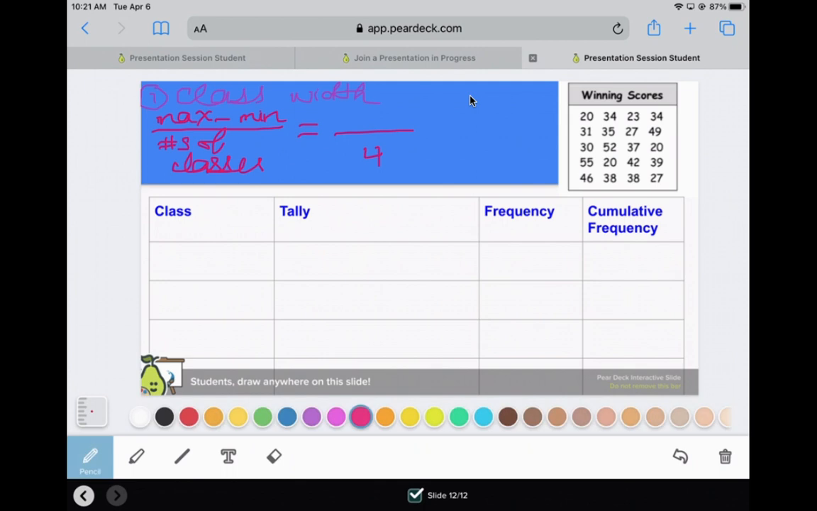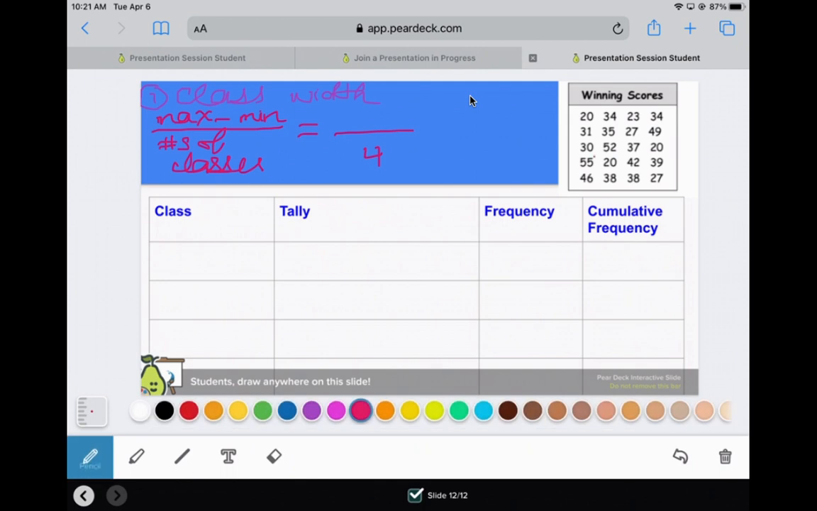Okay. Now we're going to look for the maximum in here, which is the highest value, the highest number that we have, which is 55. The minimum is 20. So I'm going to minus 20. So 25 divided by 4. Let's see what that's going to give me.